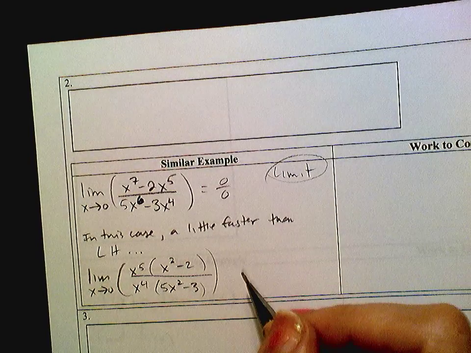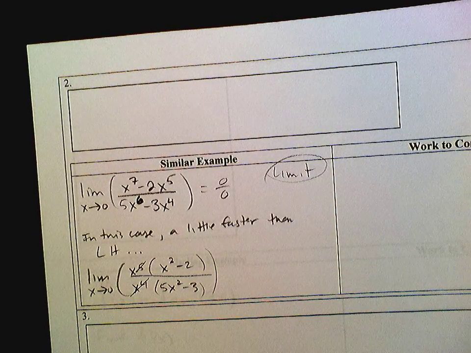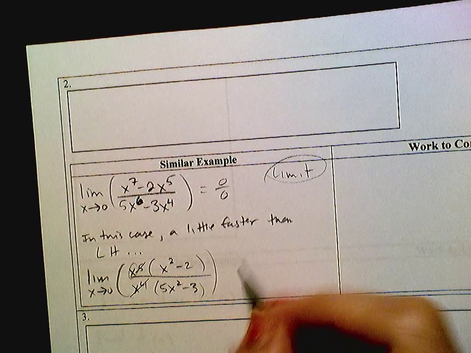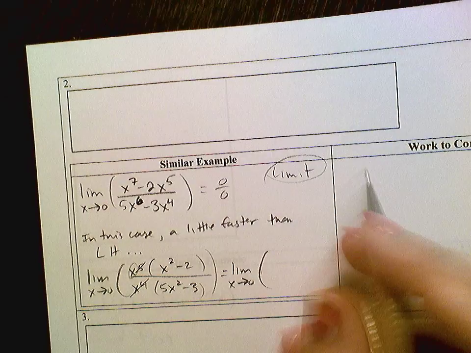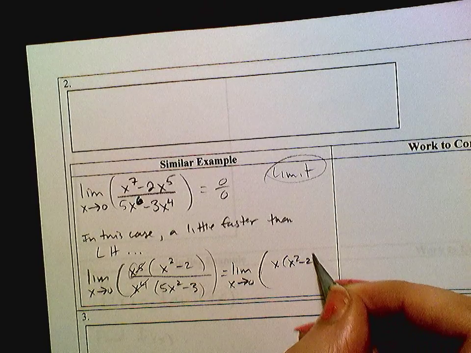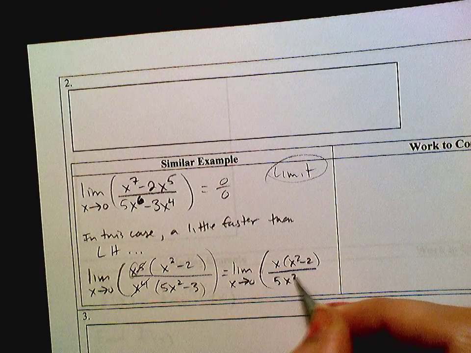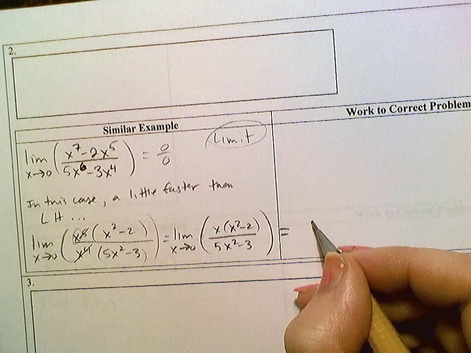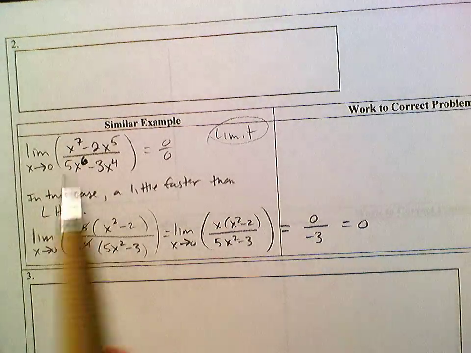Okay, it will work, I guess. All right, and so this x to the fourth completely cancels with 4 of those factors up here, so we just get an x left over. So this is the limit as x approaches 0 of x squared minus 2 over 5x squared minus 3. And then you repeat, so you try direct substitution again, and you end up getting 0 over negative 3, which is equal to 0. Okay, so the limit of this up here is 0.